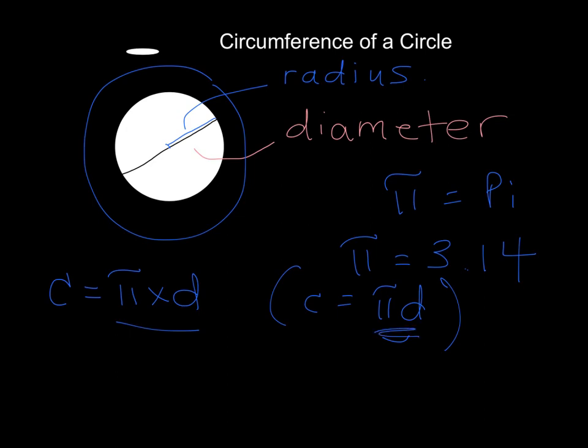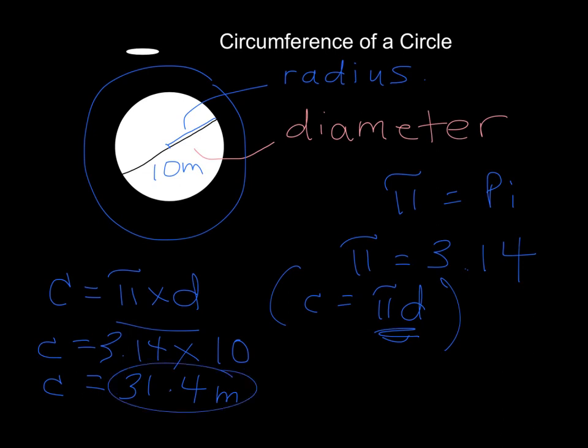So then we plug in the numbers and we go C equals 3.14 times the diameter. So in this case, I'm going to say that the diameter is 10 meters. So you go 3.14 times 10. C equals 31.4 meters. And that would be your answer there.